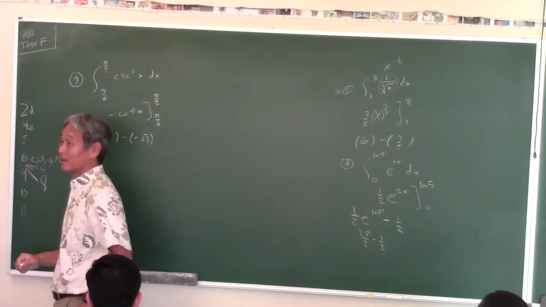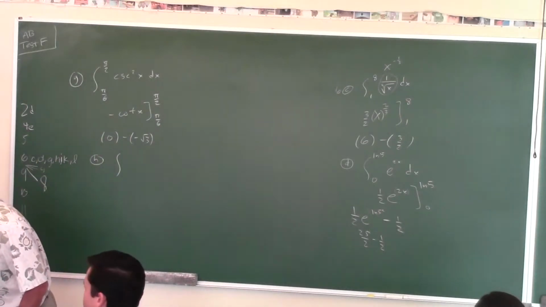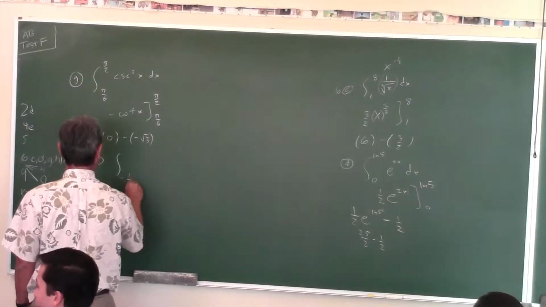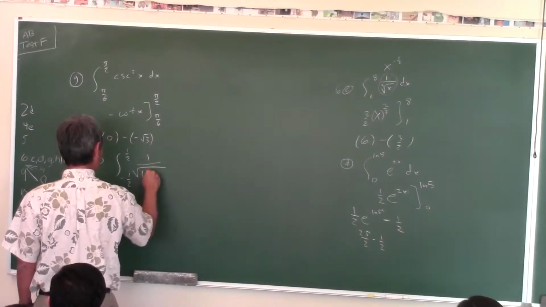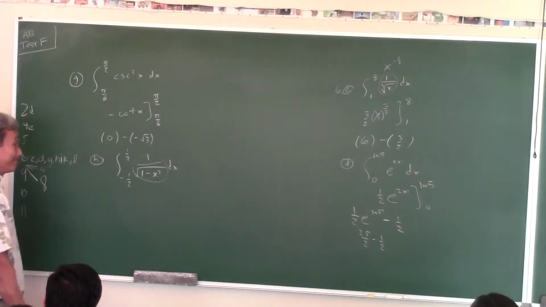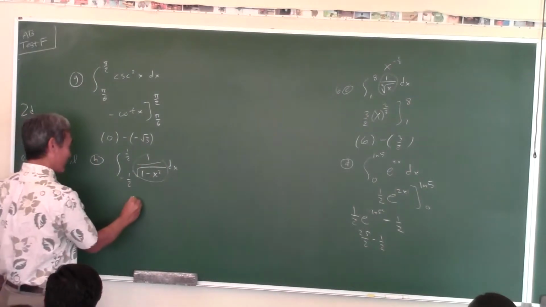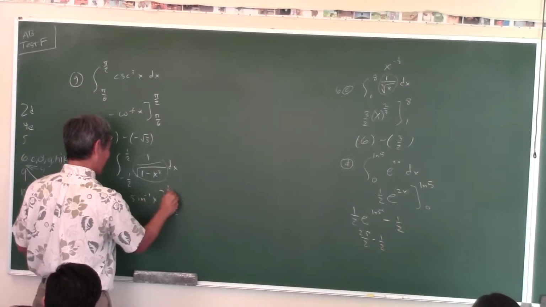H. Here we go. Does that say negative half to positive half? The integral of 1 over root 1 minus x squared dx. Okay, what's the antiderivative of that? Sine inverse x. It's right off the list. From negative half to a half. Was that the problem?